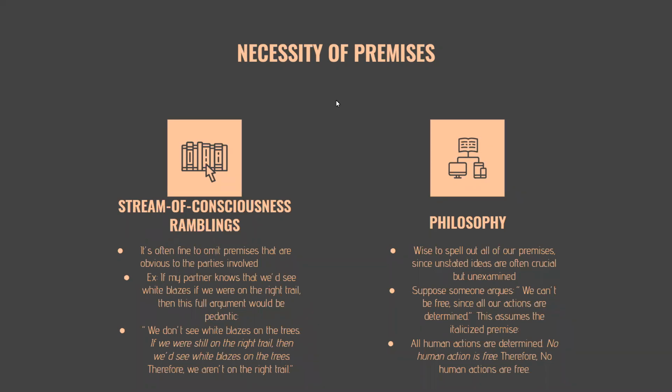In philosophy, it's often wise to spell out all our premises, since unstated ideas are often crucial but unexamined. Suppose someone argues, "We can't be free, since all our actions are determined." This assumes the italicized premise. All human actions are determined. No determined action is free. Therefore, no human actions are free. We should be aware that we're assuming this controversial premise.